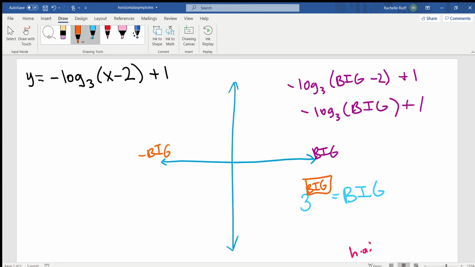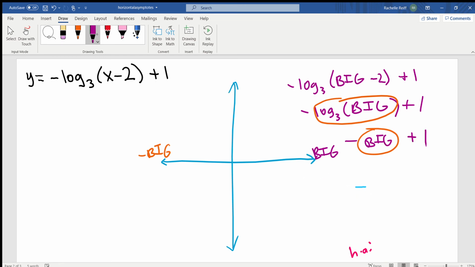So I'm going to rewrite this as negative, because this was just a big number, so I'm going to write big, plus 1. Okay. Well, now I have a negative big number plus 1, which is still basically just a negative big number. It's like negative $1 trillion or something like that, right?